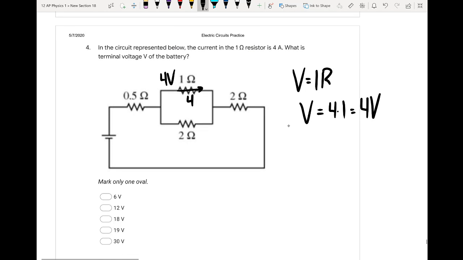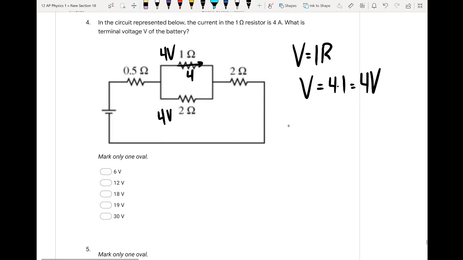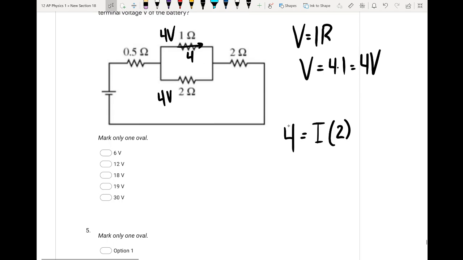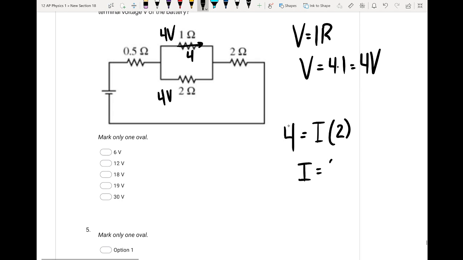So we also know that if this is 4 volts, because they're in parallel, this also has to be a voltage drop of 4 volts. By the time we get over here, we can use our loop rule and say within this loop we have to have a total of 0, or we just say they're in parallel, so they have to have the same voltage drop. If that is equal to 4, then we can find the current in that 2 ohm resistor. We can say V equals I times R. So in this case, I is equal to 2 amps.